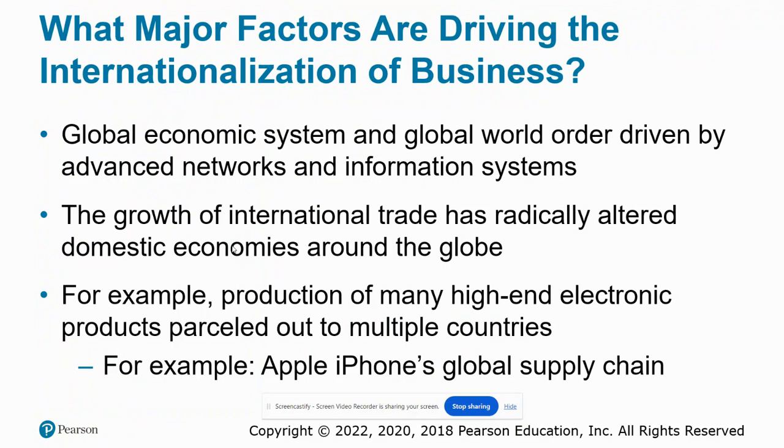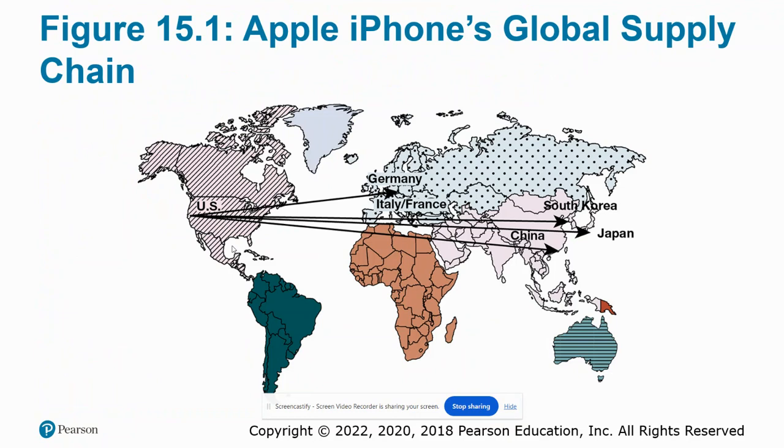The text uses the example of the path to market for an Apple iPhone to illustrate what globalization means for an international firm, illustrated in our next slide. Apple designs the iPhone in the United States and relies on suppliers in the US, Germany, Italy, France, Japan, and South Korea for other parts. Much of the final assembly occurs in China.